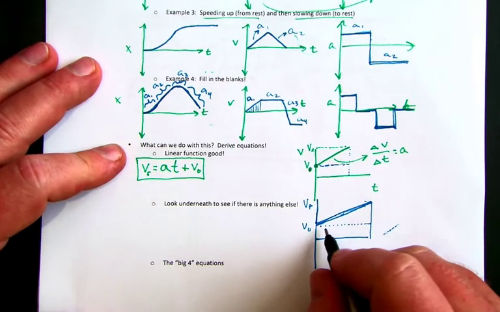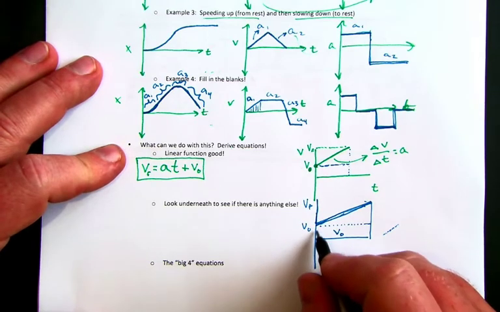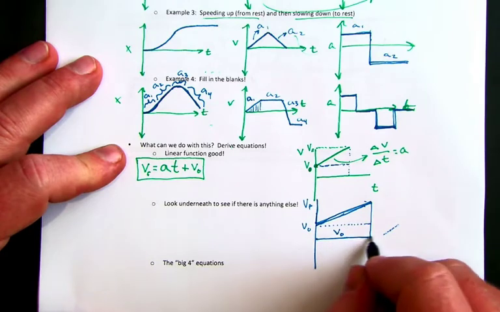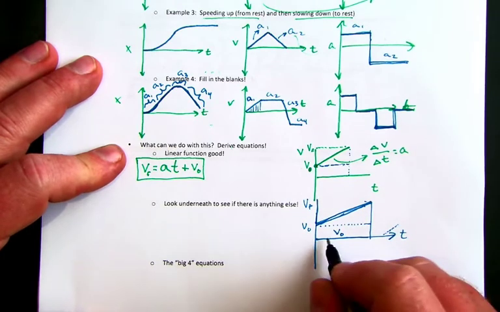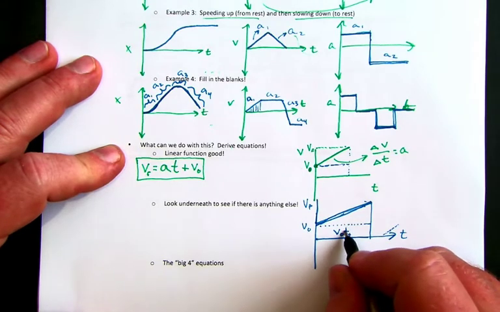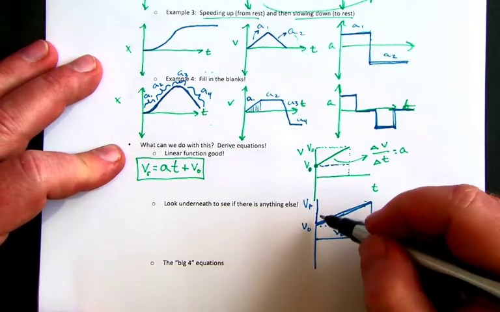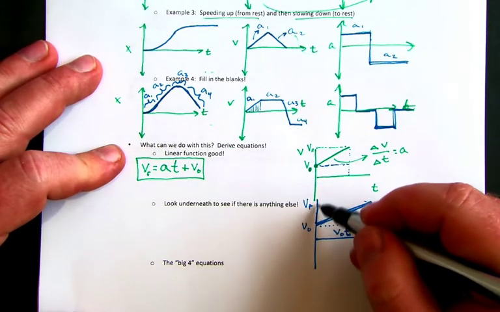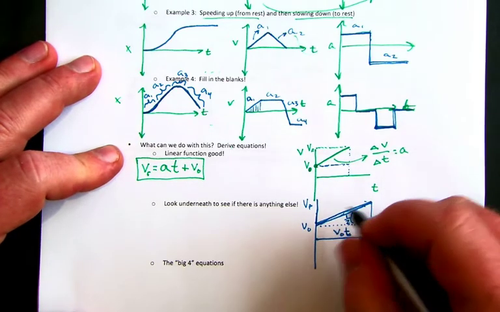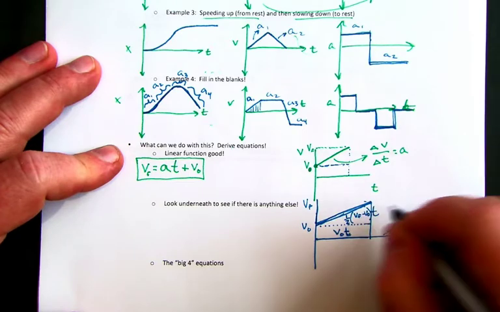If I look at it as a rectangle with a triangle sitting on top of it, the area of this bottom rectangle is going to be the height times the base. Remember, this is a velocity versus time graph, so this is V naught times whatever this t is, times time. And then the triangle on top is going to be 1/2 times the height times the base, which works out to be 1/2 (VF minus V naught) times t. So that's the area of that.